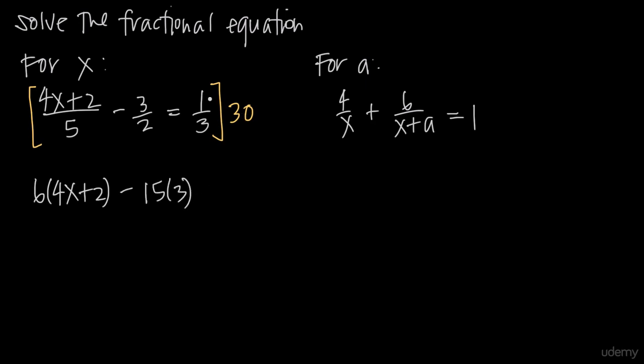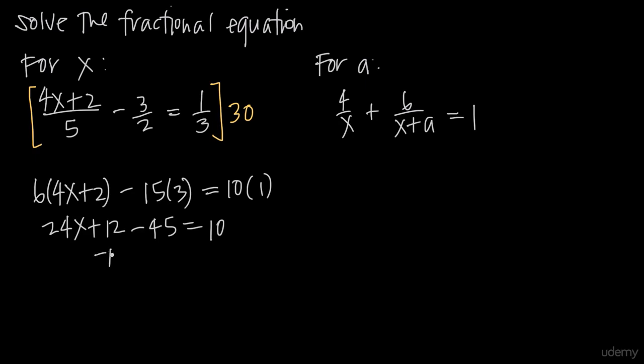And then here, 30 times 1 over 3, we have 30 in the numerator and 3 in the denominator, so that's like 10 over 1. That's like multiplying the numerator by 10, so we get 10 times 1. And now we just distribute, so 6 times 4x plus 2 gives us 24x plus 12, 15 times 3, negative 45, and 10 times 1 is 10.